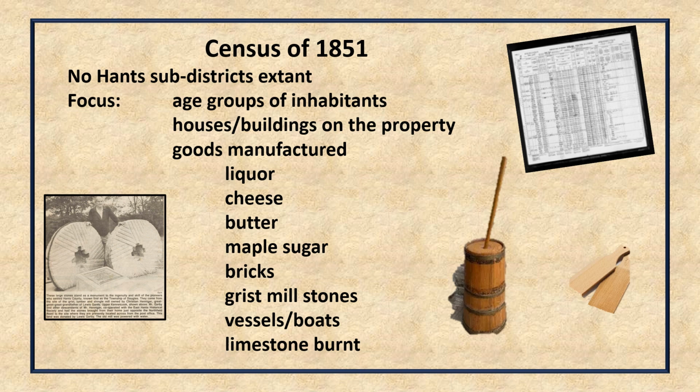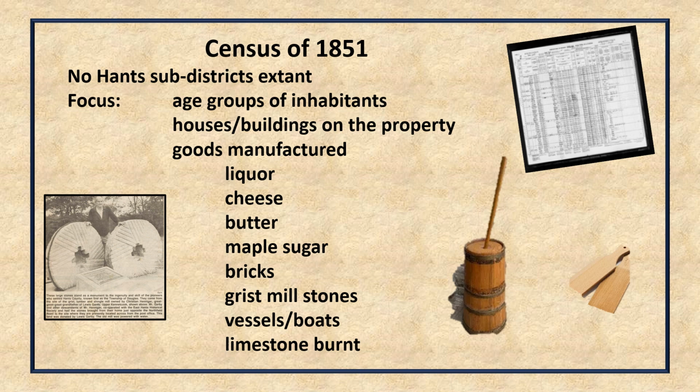In Schedule 1, which you will find online at LAC, the focus was on production. The only name recorded per household was that of the head. Others were not listed by names, but by age groups and gender. Males and females under 10, 10 to 20, 20 to 30, and so on. Buildings on the property, those inhabited, uninhabited, barns, storage, outhouses were also listed.